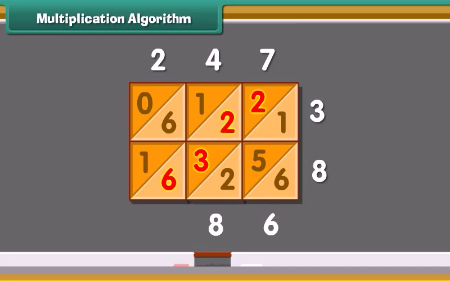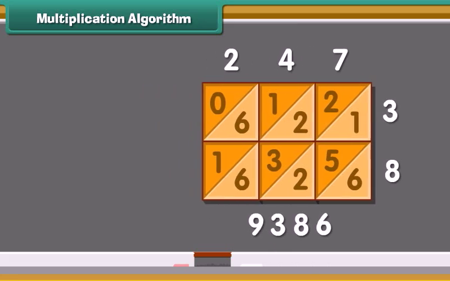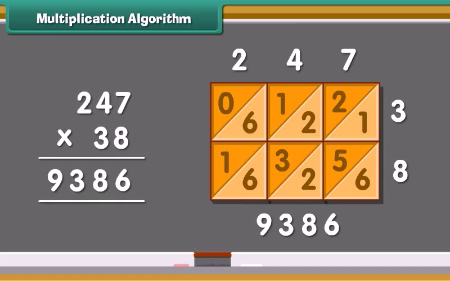6 plus 3 plus 2 plus 2 is 13. We get a 2-digit answer, so we just write 3 below and carry 1 in the next strip. 1 plus 6 plus 1 is 8. Add 1 carry to the answer, we get 9, and 0 is 0. We get the answer 09386. Thus, we have the answer of 247 into 38 as 9386.